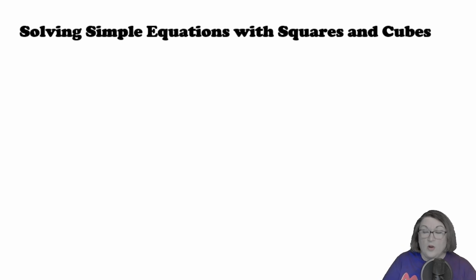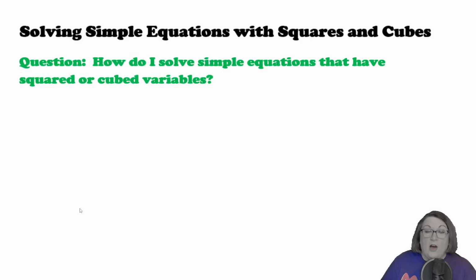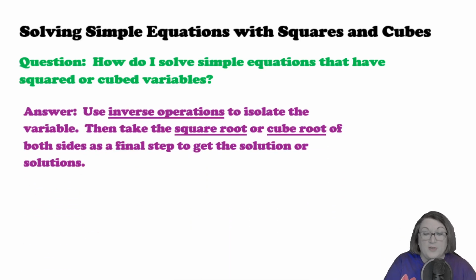So we're going to start with squares. How do I solve simple equations that have squared or cubed variables? Well, the answer is to use inverse operations to isolate the variable. That's pretty much what we do when we solve any equation. A lot of what we do is very similar to one-step and two-step equations, where wherever the operation is that's happening to the variable, you just do the opposite, or the inverse, to cancel it out.